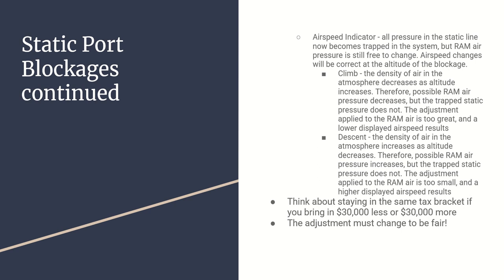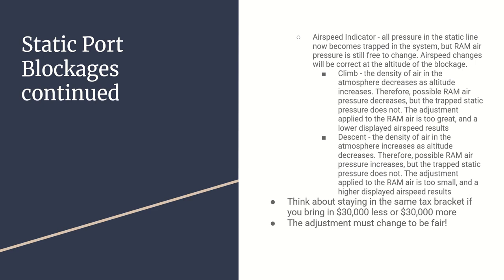So if we make more money, so if there's more ram air pressure when we're climbing, or I'm sorry, when we're descending, we should be in a higher tax bracket. So they should make a bigger adjustment to keep everything fair.